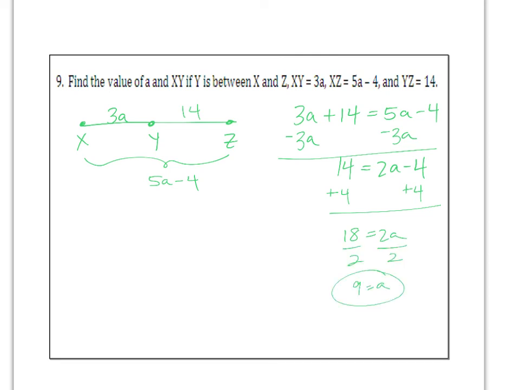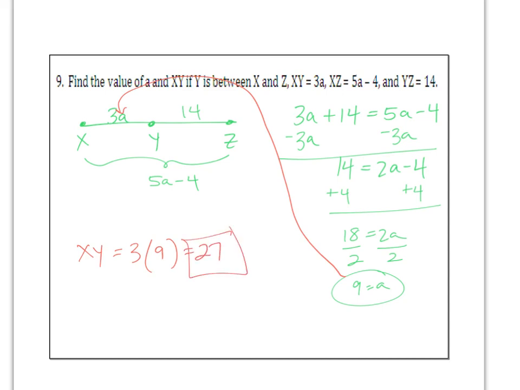So a is 9, but that's not your final answer. It says find the value of a and xy, so we need to take that 9 and plug it in right here. To get the distance from x to y, it's 3 times 9, which is 27, and there's no label, so 27 is your final answer.